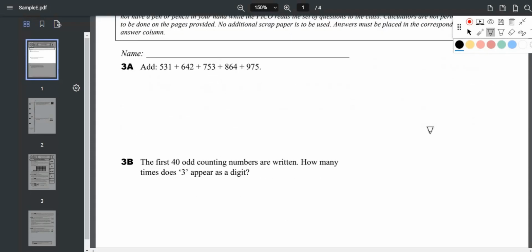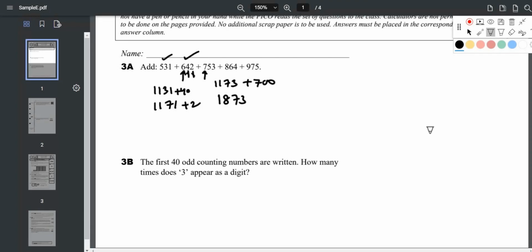So let's see the first question. The first question is a simple addition. Though it is simple addition, time is a big constraint. So we will add number by number. First we'll add 531 to 642. We'll use the place value. 531 plus 600 is 1131. Then 1131 plus 40 gives us 1171, plus the 2 gives us 1173. Then we add the second number, 700, using place value. To this we add 700, and we get 1873.